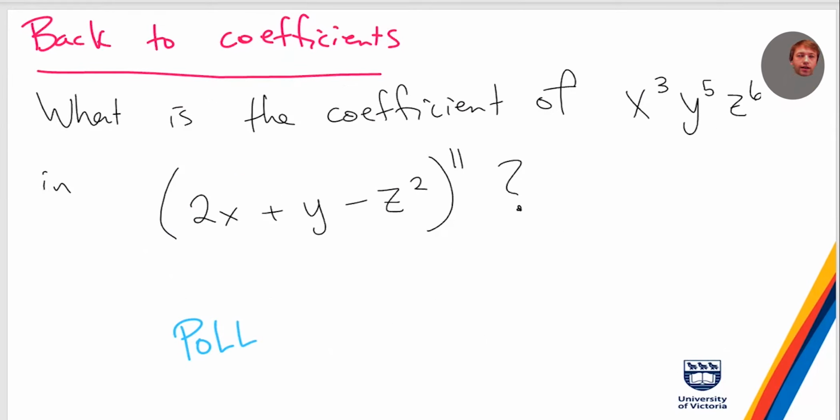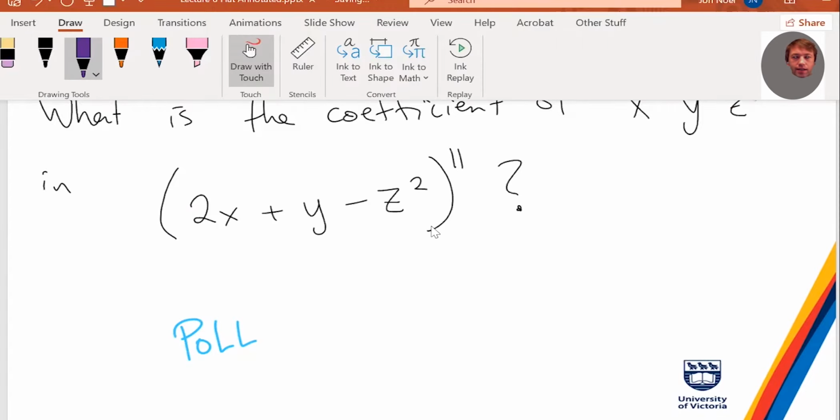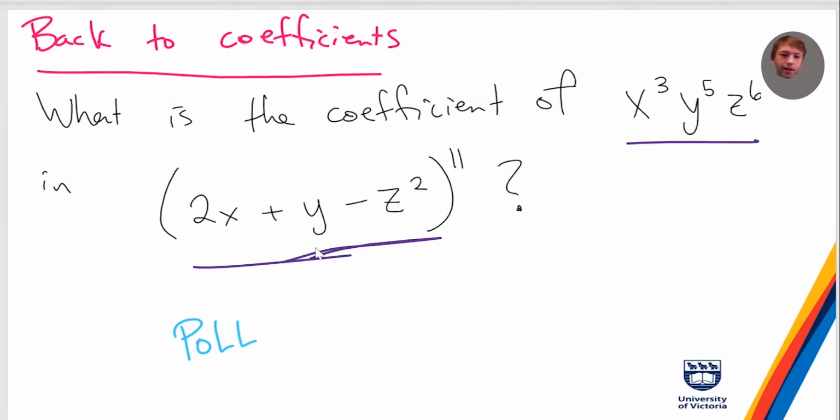What is the coefficient of x cubed y to the 5 z to the 6 in this lovely expression, 2x plus y minus z, 2x plus y minus z squared, all to the power? I understand that one issue with these polls is simply parsing the math expressions in them, which is kind of annoying. Sorry about that. But if you work out what the answer is, then you can probably find which of these options it corresponds to.